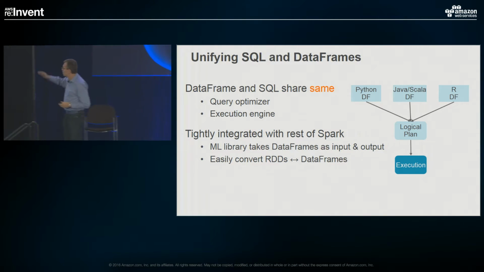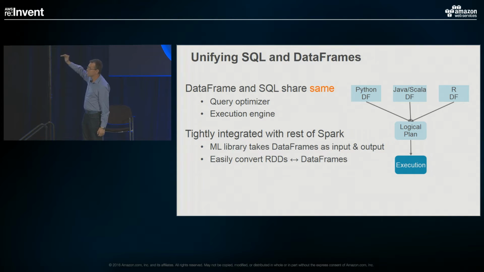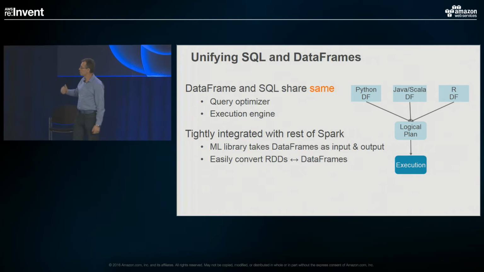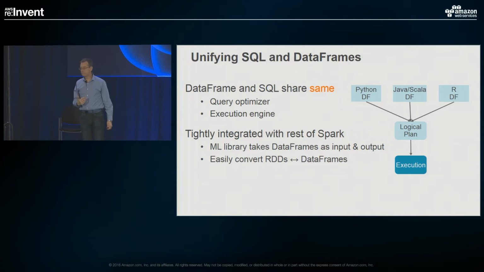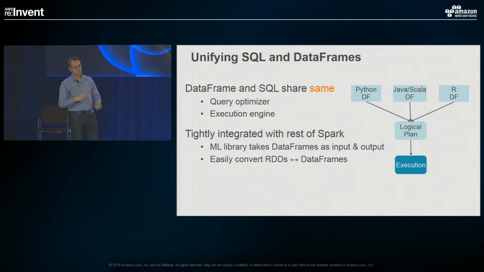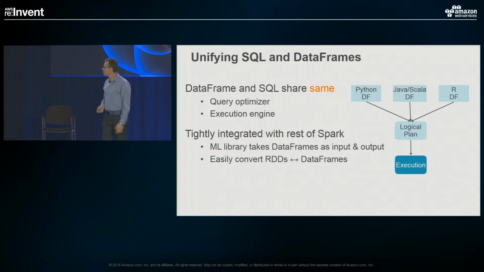Now with data frames, which again are tables like in SQL, and I told you that data frame operators are mostly relational operators, we can have all the data frame operators use the same logical plan as SQL. So you unify data frames and SQL, and they share the same query optimizer and the same execution engine. Data frames are also tightly integrated with the rest of Spark. Machine learning libraries take data frames as both inputs and outputs. And if you really want to use RDDs, it's very easy to go between RDDs and data frames.